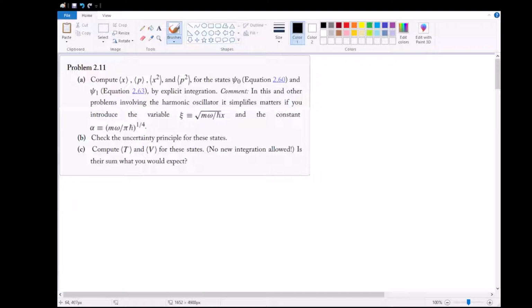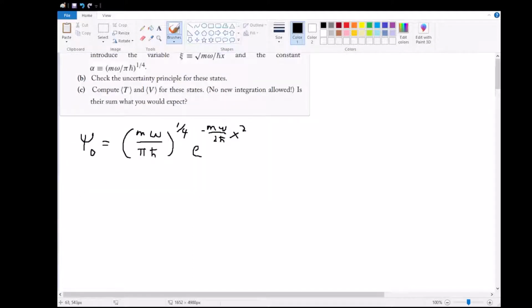We already know what they are. Psi naught was given to us at the start of this section when we derived it for the harmonic oscillator, and we found psi 1 in example, I believe it was 2.4. So if we write these out first, psi naught is equal to m omega over pi h bar to the power of 1/4, multiplied by the exponential e to the power of negative m omega over 2h bar, and then multiplied by x squared.